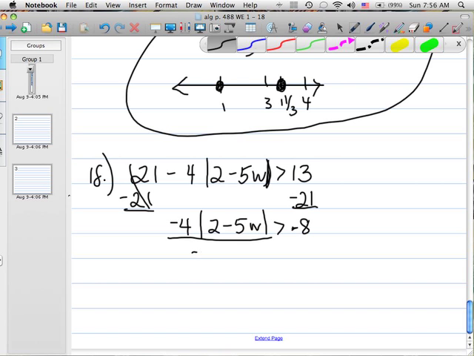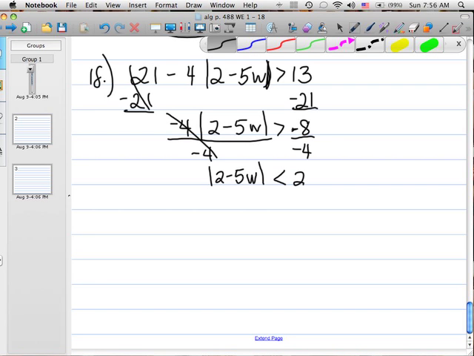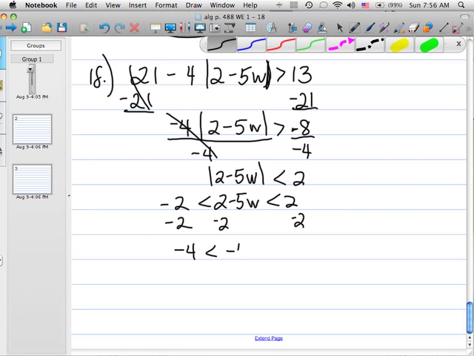Then we divide both sides by negative 4, which will turn the inequality. So we get the absolute value of 2 minus 5w is less than 2. So it's not going to be Egyptian, it's going to be Russian elbows. So we're going to have 2 minus 5w between 2 and negative 2. Solving for w, subtract 2 from all 3 parts. And we get negative 4 is less than negative 5w is less than 0.